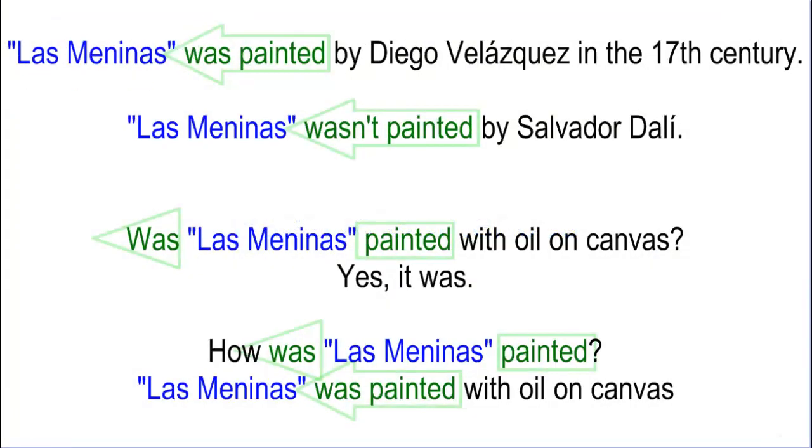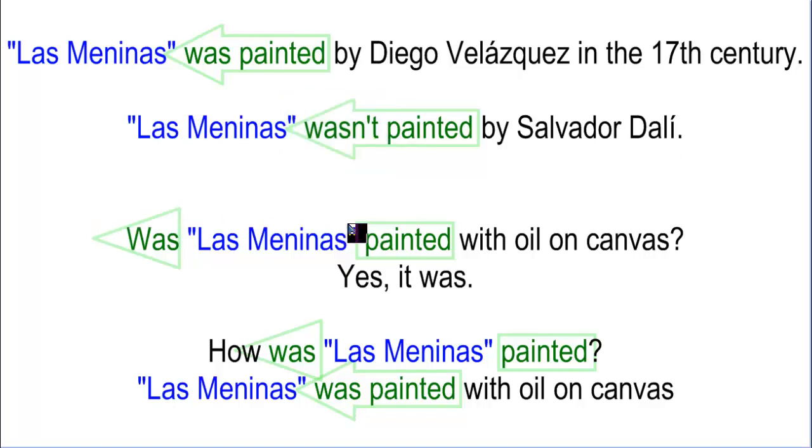Now let's see. Passive voice sentences can be affirmative, negative, or questions, just like any other tense. Let's start checking them. Las Meninas was painted by Diego Velázquez in the 17th century. You see, was painted. I can also make it negative if I want. I could say, Las Meninas wasn't painted by Salvador Dalí. In this case, the negative is usually formed with the verb to be.